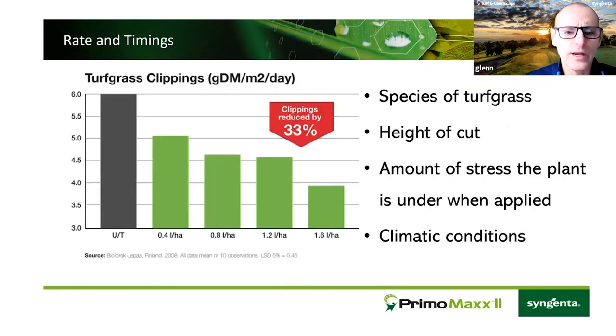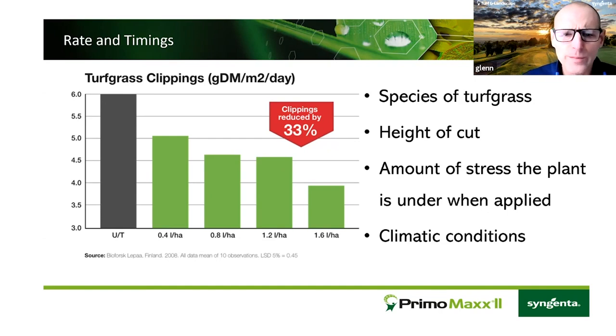Now, if you want to increase the rate of suppression, so reduce the amount of grass you are cutting, you can increase the rate. There are some label restrictions and you need to pay careful attention to that. But if you look at this chart here, it will show you exactly that in a study. By going up to 0.4 litres a hectare, we reduce the level of clippings that we're removing. Up to 0.8, we reduce it again, and you can keep going all the way through. The more Primo you put on, the more you will suppress the growth. And in this study, we were reducing clippings by about 33%.